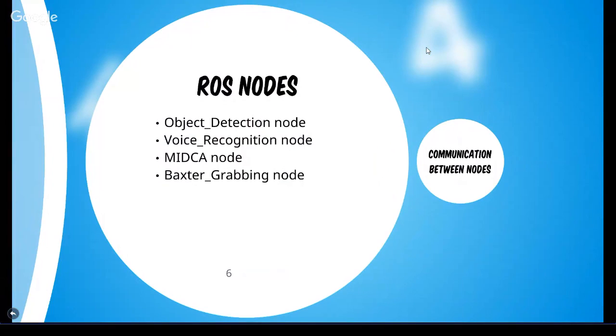We have an object detection node, where object detection is performed. I mean, it recognizes objects and gives the real world coordinates of them. And the voice recognition node, where we do speech to text. And then we consider the whole of MIDCA as a node. And the Baxter grabbing node, which has the end effector functions to raise the arm to get to a location and such things. Let's see how communication goes between these nodes.